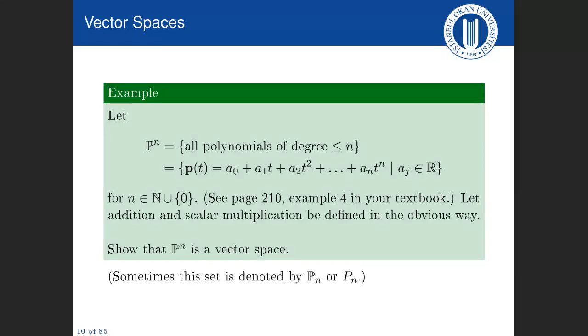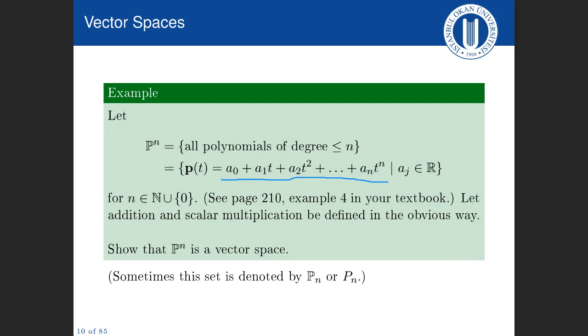Let P^n be all of the polynomials of degree less than or equal to n. So in other words, it's the set containing all of the things like a0 plus a1·t plus a2·t squared plus ... plus an·t to the power n. Each one of the aj's is a real number, and n is either a natural number or n is 0. And we're going to let addition and scalar multiplication be defined in the obvious way.